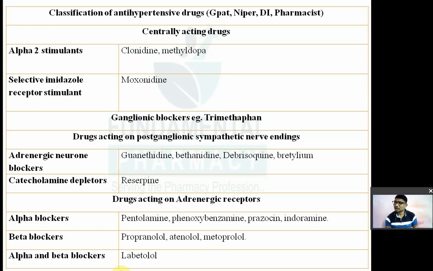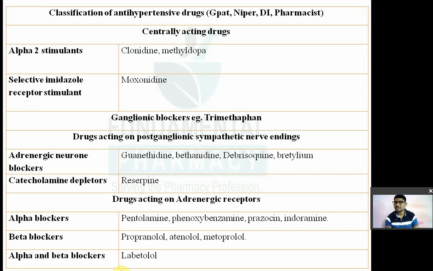So alpha blockers and beta blockers, they are used. Then again, the next target will be why blood pressure is increasing, because of the increased peripheral resistance. So why is peripheral resistance increased? Because of the vasoconstriction. So use vasodilators, like sodium nitroprusside, calcium channel blockers, etc. So these are the vasodilators.